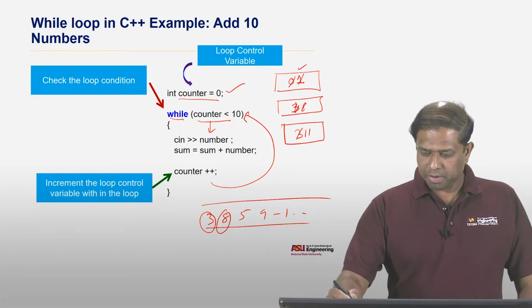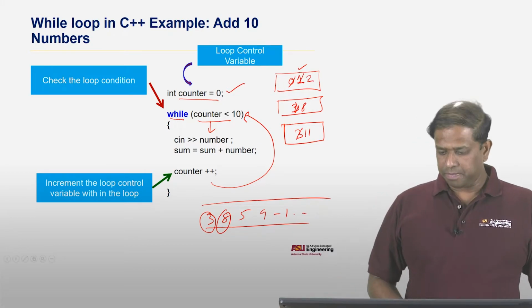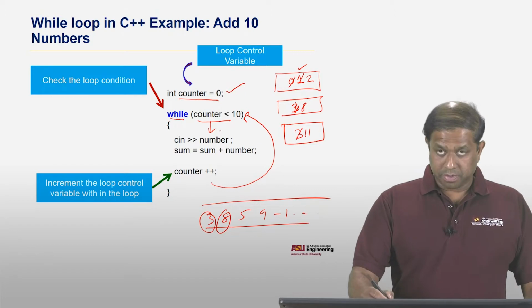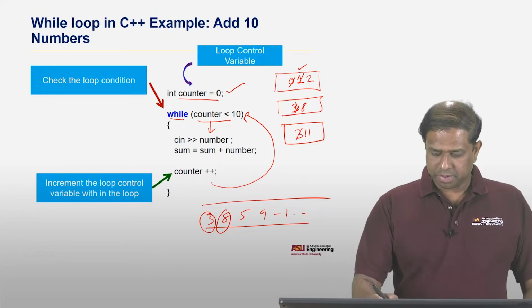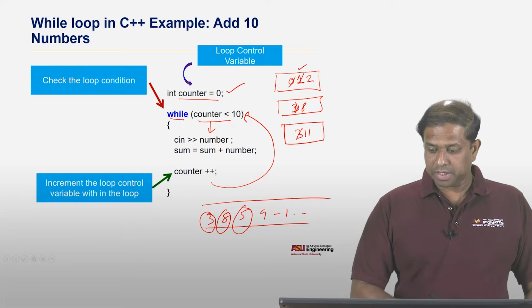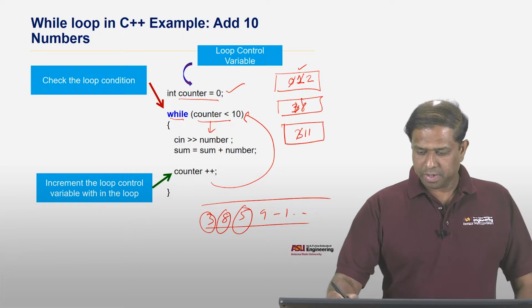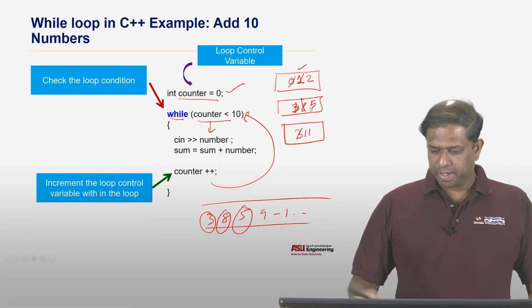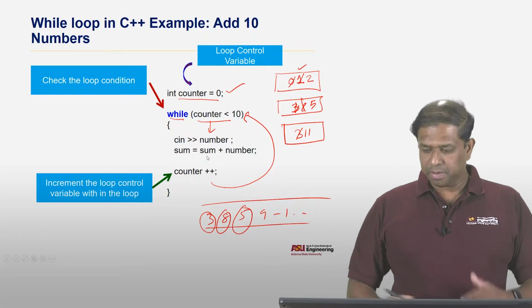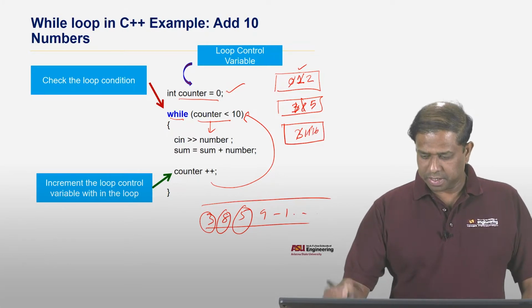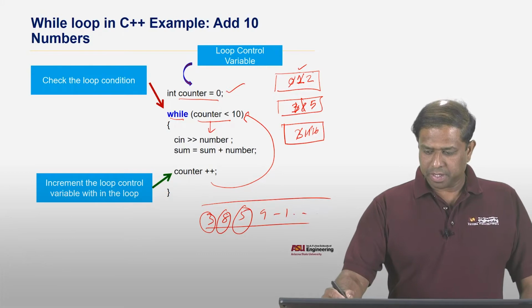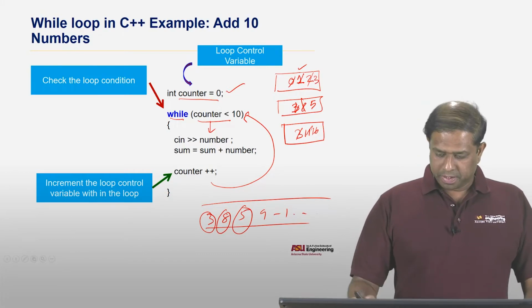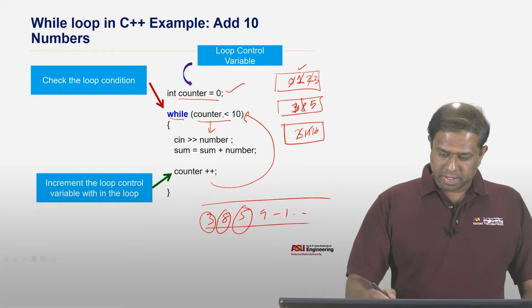and then increment the counter by 1. So counter will be 2 and go back here. 2 less than 10, so that is true. Then we go inside and read the third number. The third number is 5, and we add that number to the sum. That's going to be 16. Okay. And then increment the counter by 1, then counter will be 3, and then go back here. 3 less than 10, that is true.